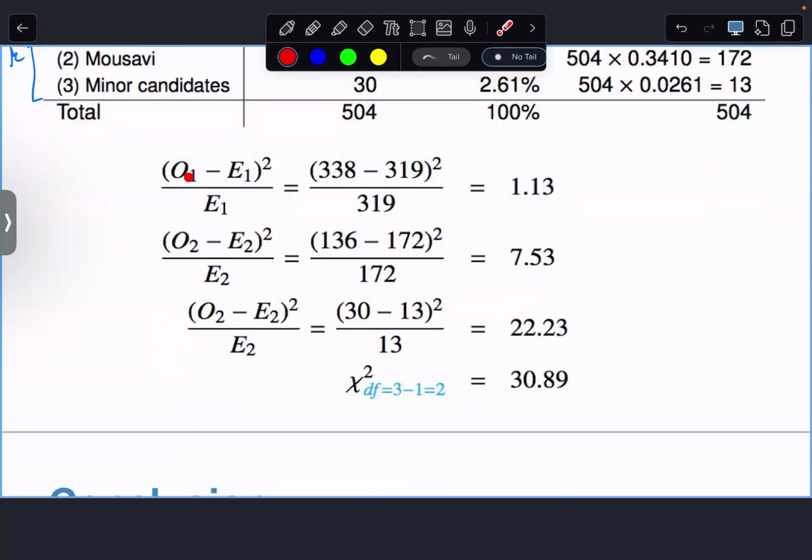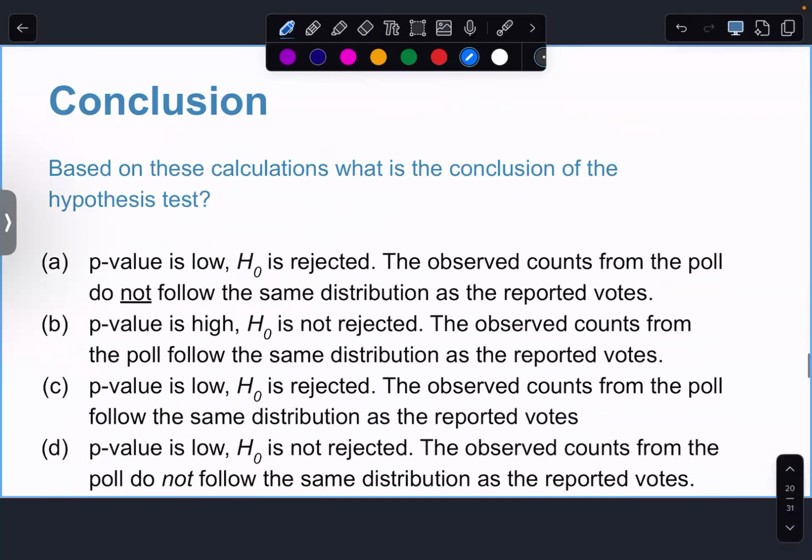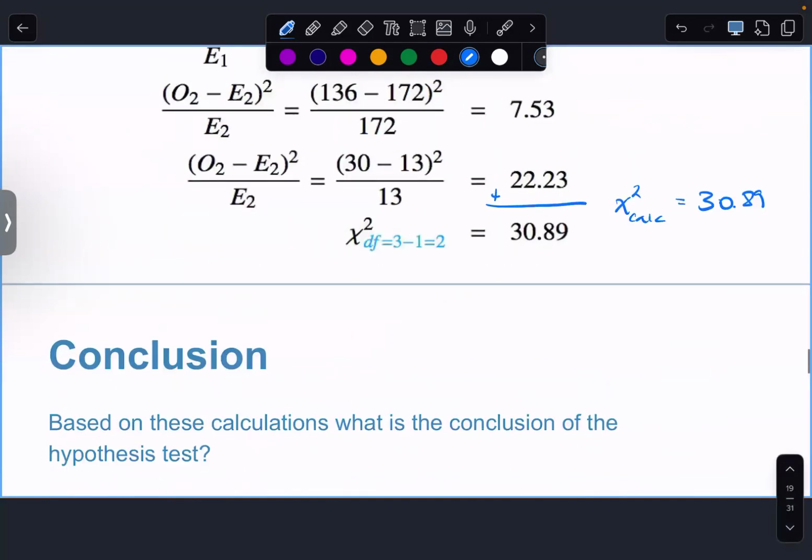So if I take the observed minus the expected, squared, over the expected for candidate 1, I get 1.13, and I do that for both of the others, and then I add them all up. I get a chi-squared calculated of 30.89. So chi-squared calculated is 30.89. Whether you prefer the critical value approach or the p-value approach, I'm going to let the next slide determine which approach I'm using, probably the p-value. Okay, it is using the p-value, so I'll use the p-value approach.